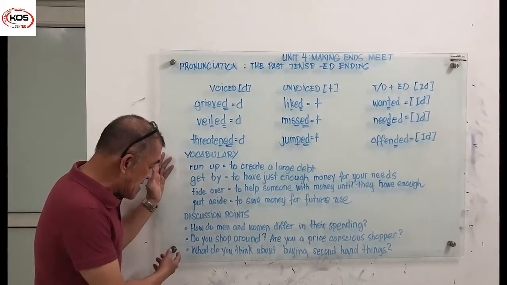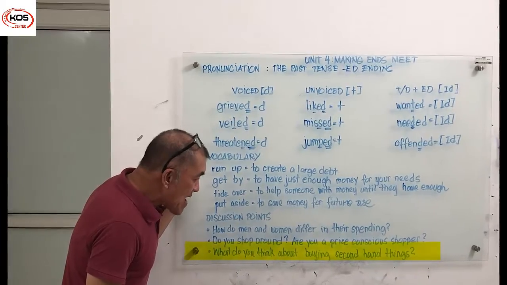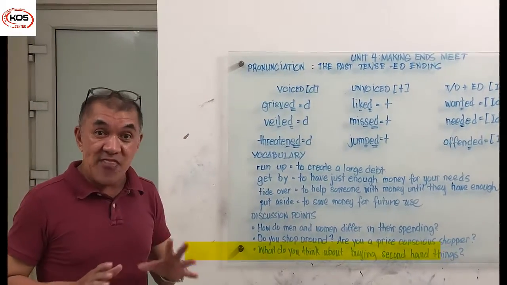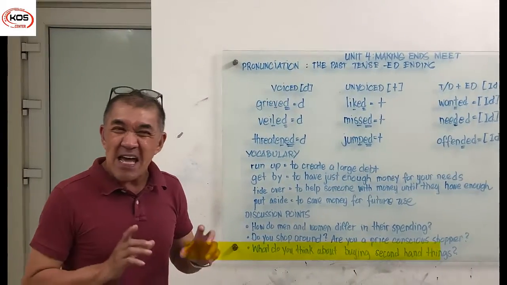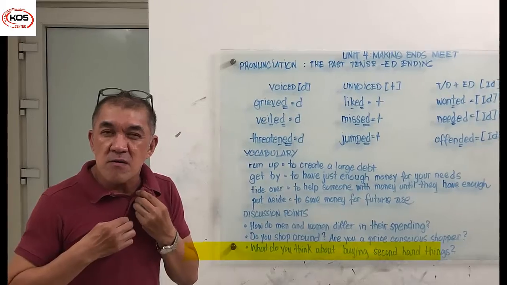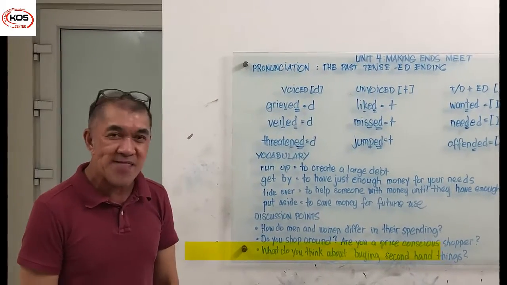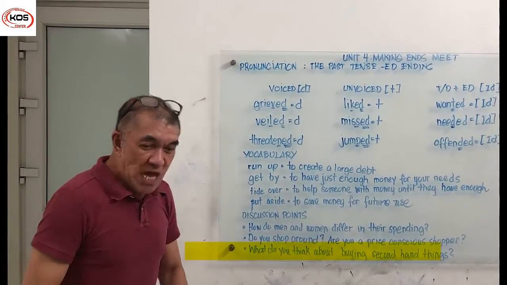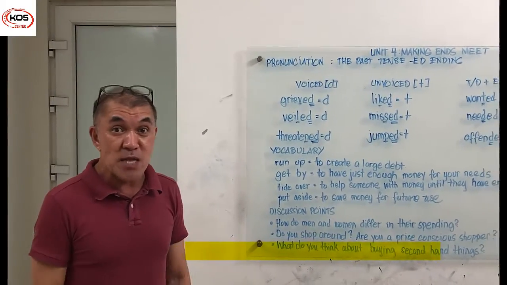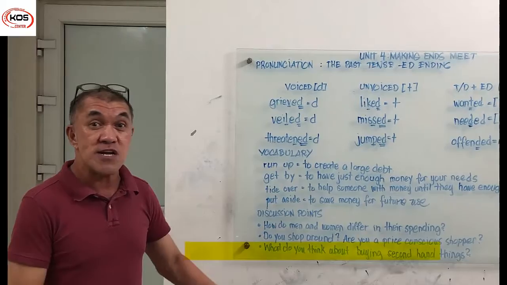As for me, I'm going to pick the last part. What do you think about buying second-hand things? I don't see anything wrong about buying second-hand things. They are still good. But I don't want to buy second-hand things like clothes, shoes, or pants. I don't want to buy those. But if you're talking about a table, computer, electric fan, refrigerator, TV, I don't really mind buying second-hand things. So they are still good.